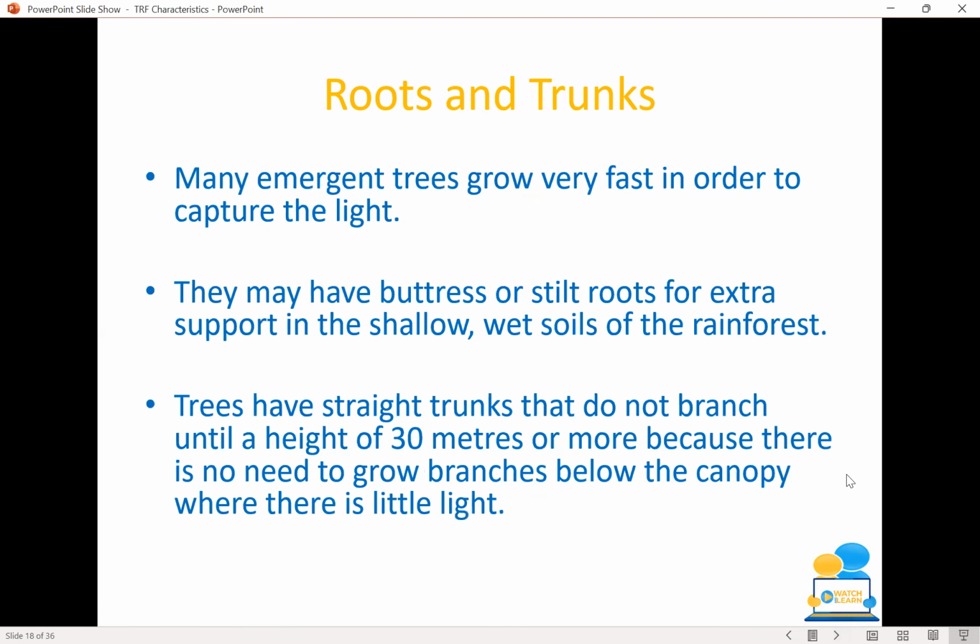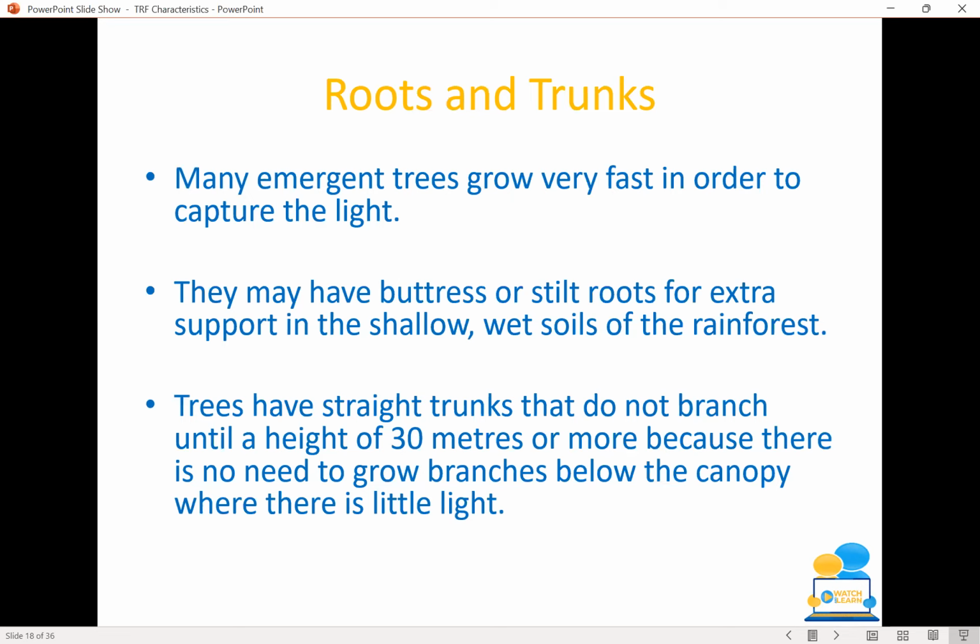In terms of the roots and the trunks of a tree, many emergent trees grow very fast in order to capture the light. As I said already, the trees are trying to get to the light. They're competing with other trees, so they're trying to get there as quickly as possible. To help this, they may have buttress or stilt roots for extra support in the shallow, wet soils of the rainforest so that they can grow that bit higher. And the roots also help them gather more nutrients, as well as making them more stable as they grow higher.